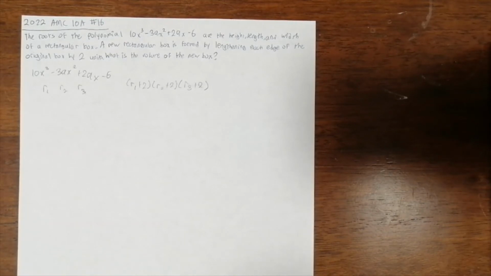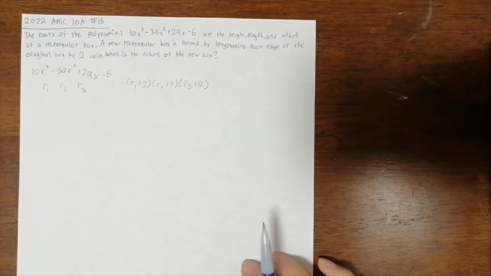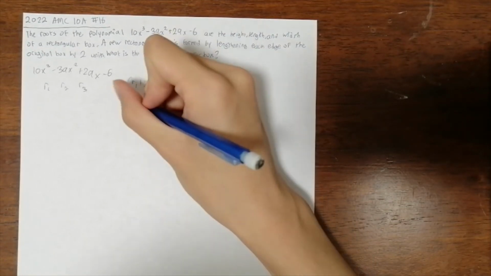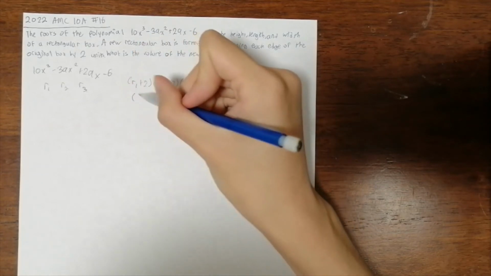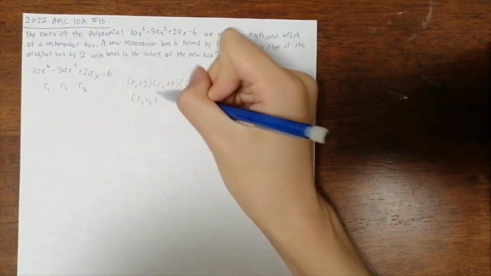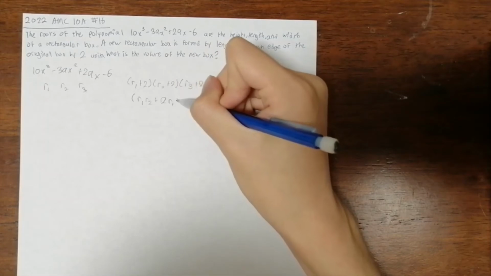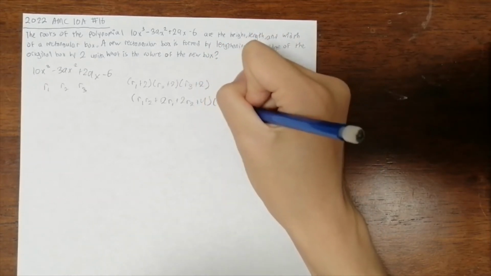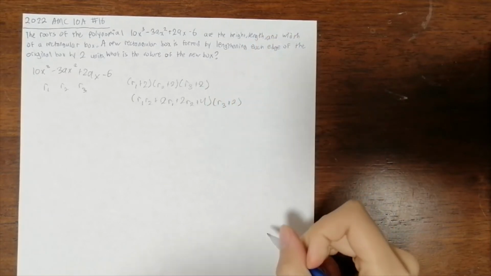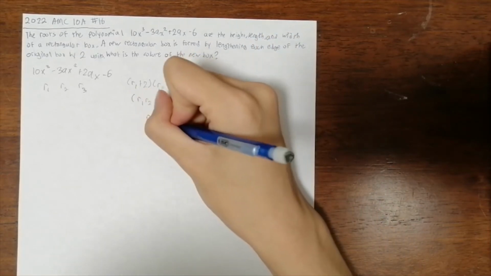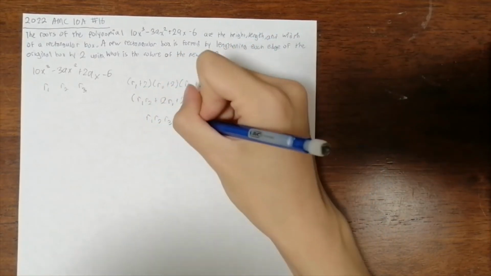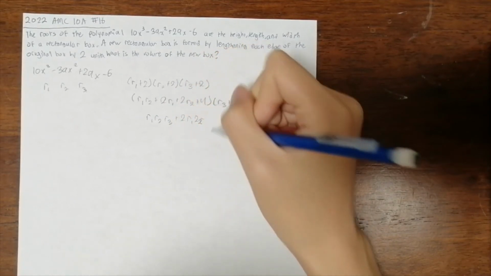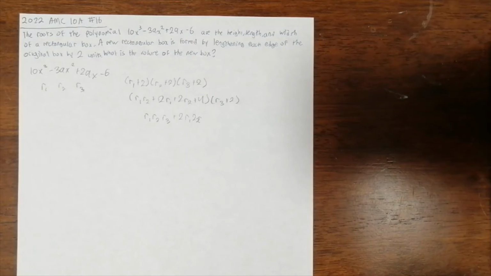Okay, then we can just expand this. Let's expand the first pair of parentheses: R1R2 plus 2R1 plus 2R2 plus 4, times R3 plus 2. And then finally we have R1R2R3 plus 2R1R2.